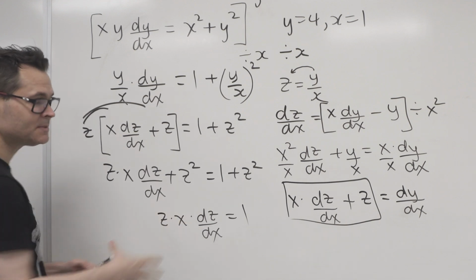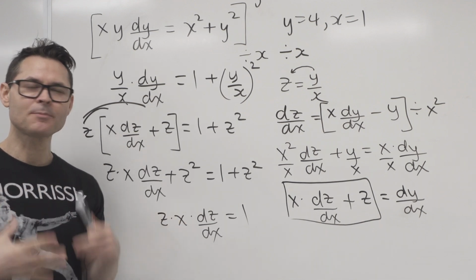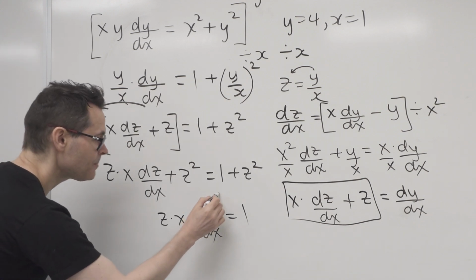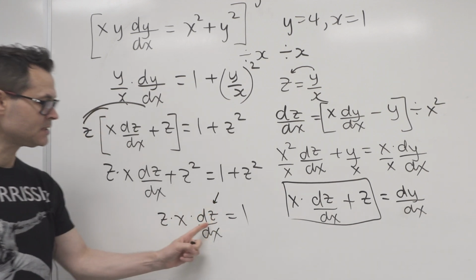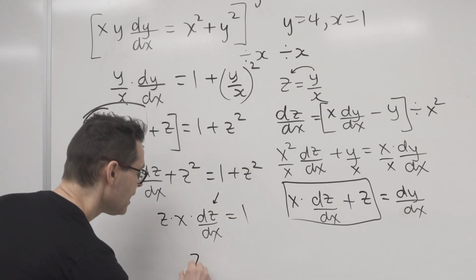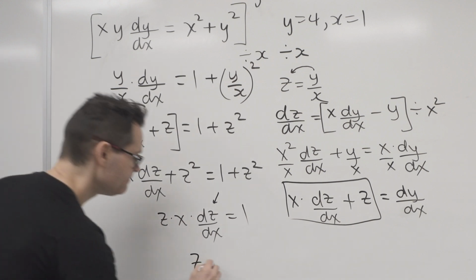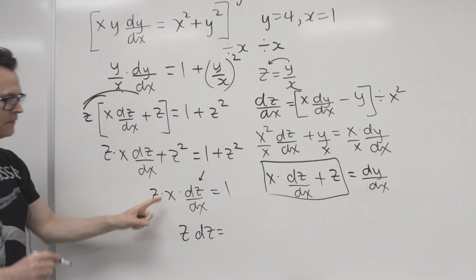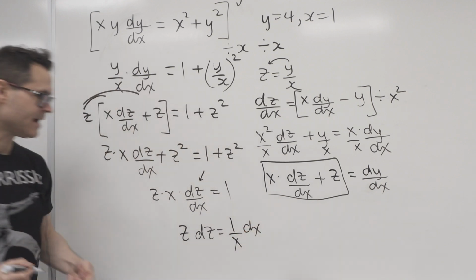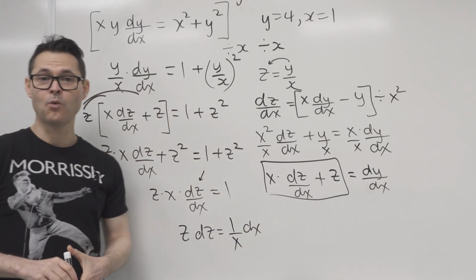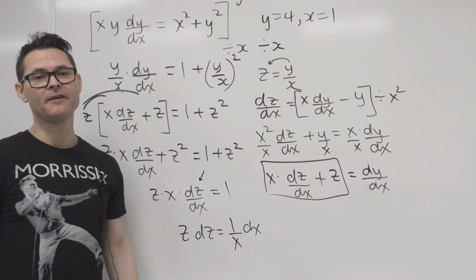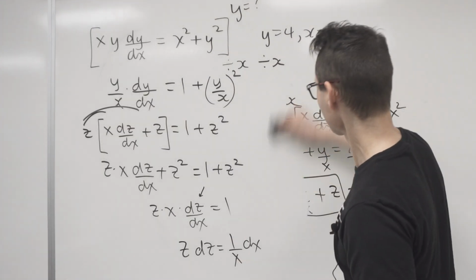These are all being timesed together. That's what you want for separable differential equations. So I'm going to now separate my differentials. The dz is going to stay on this side. The dx is going to go over to the other side. I'm going to keep the z with the dz. The x is going to come over to the other side, become 1 over x dx. And voila, this is amazing because now I have my z's on one side and I have my x's on the other.